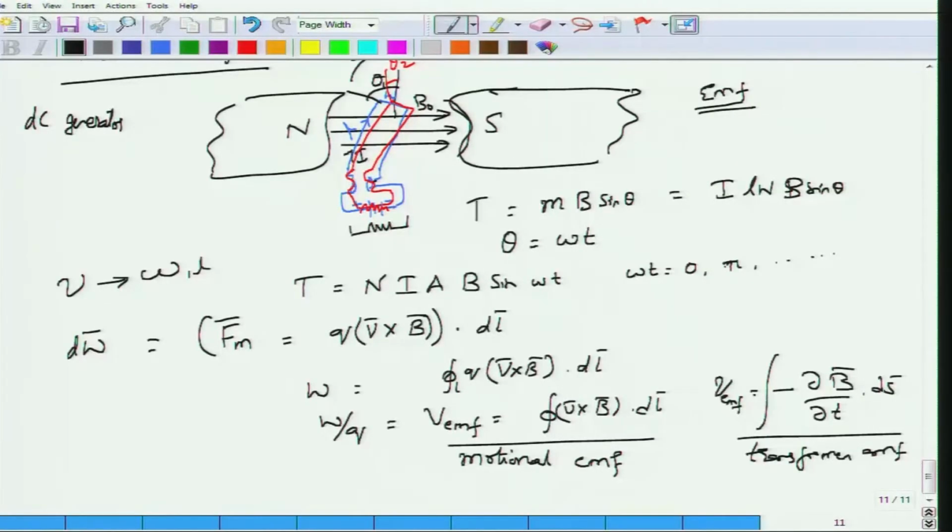In a typical DC generator, there will be multiple loops. These loops are called armatures. There will be multiple windings of the armatures. Here I have shown only one wire, otherwise you need to multiply everywhere by the value of n, the number of armatures. So, there is a distinction to be made between two types of EMF. One EMF is called the motional EMF, the other EMF is called the transformer EMF.